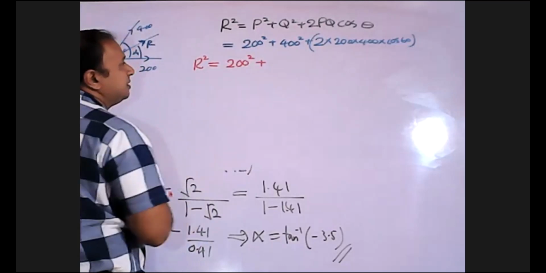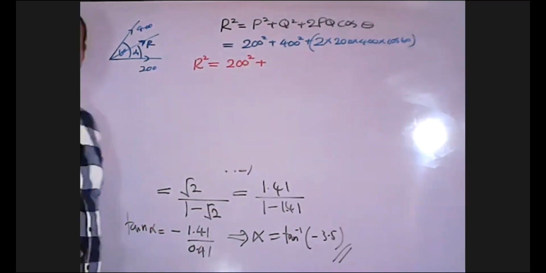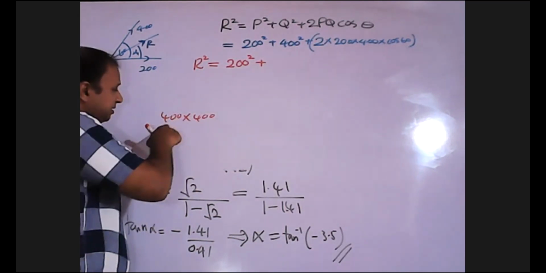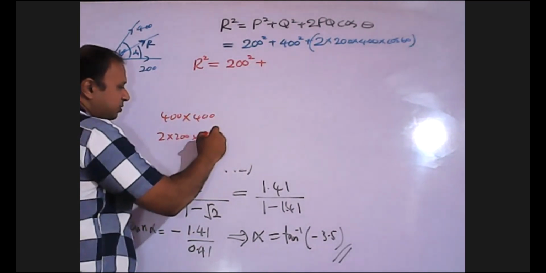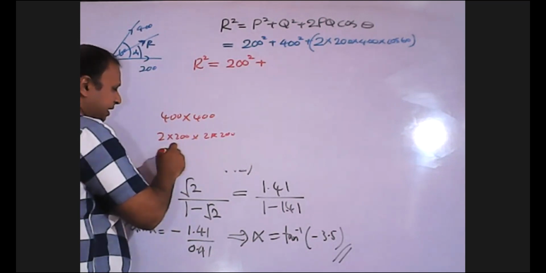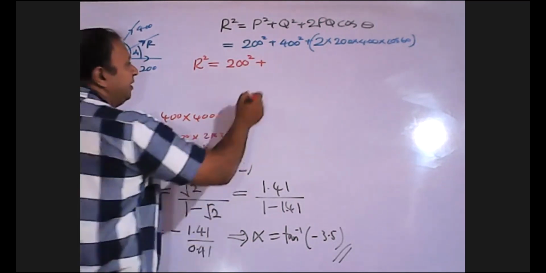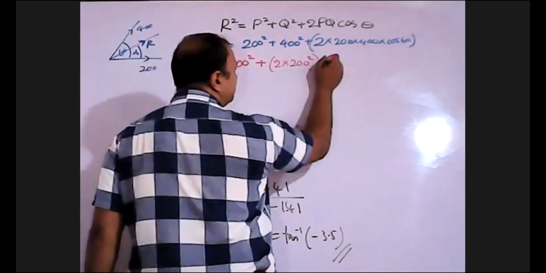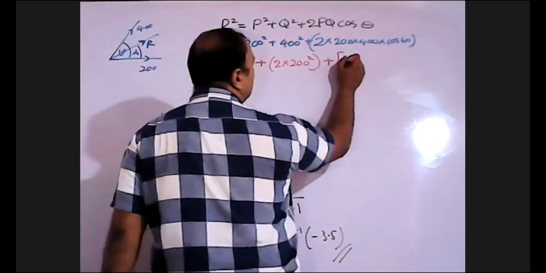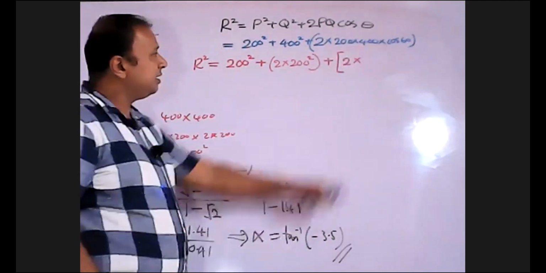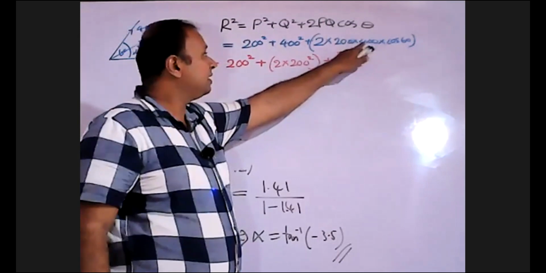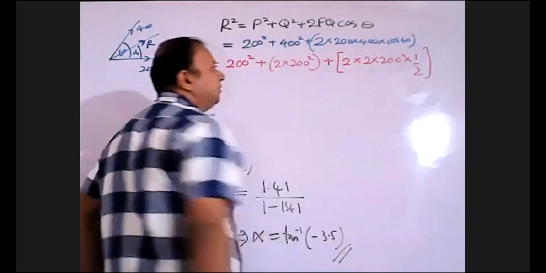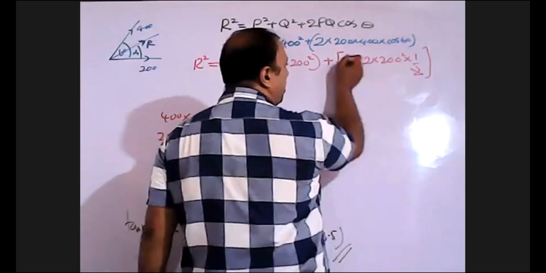200 square plus, I can write it as 4 times 200 square, because 400 square is 400 times 400, no? This is 2 times 200. Therefore, this is equal to 4 times 200 square. Therefore, I can write it as 2 times 200 square plus this one. 400 means 200 times 2. Therefore, I can write it as 2 times 200 square into half. Therefore, half and half will be cancelled out.